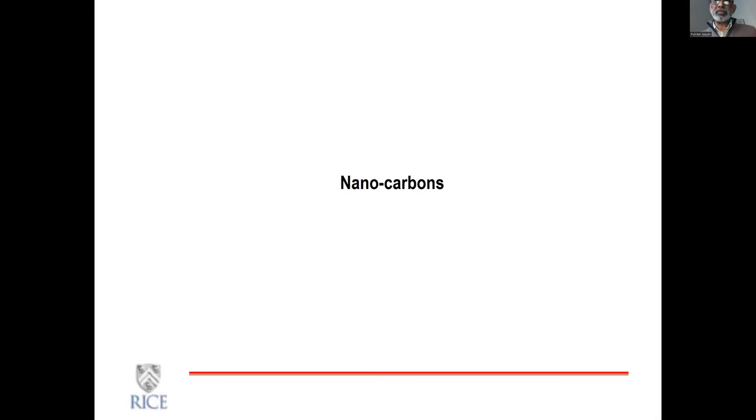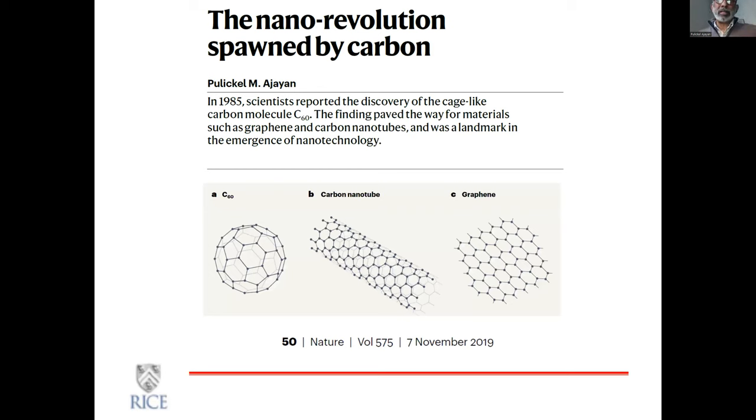So let's start with the carbon nanomaterial systems. As I said, Rice has been the central point for the discovery of these nanostructures of carbon. It was discovered serendipitously, and I described that a couple of years ago.